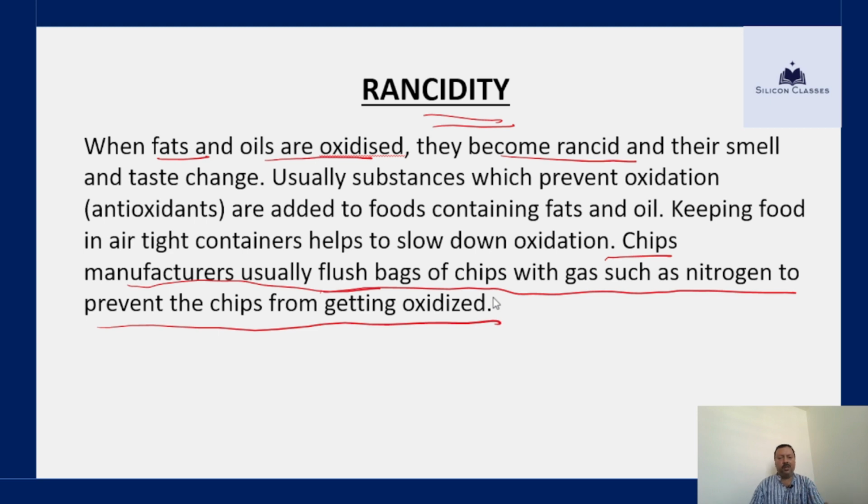So rancidity is one of the examples of oxidation reduction reaction, and we should avoid the fats, oils, and other food products being contaminated with moisture or contacted with atmospheric oxygen. So these are the effects of oxidation reduction reaction.